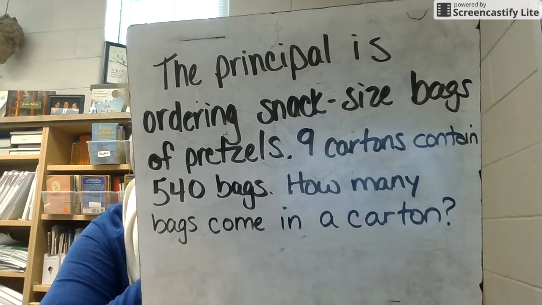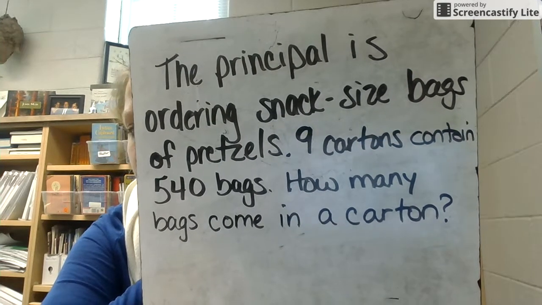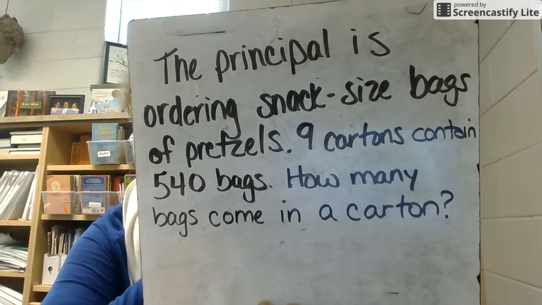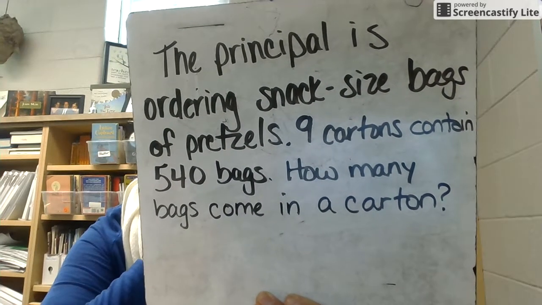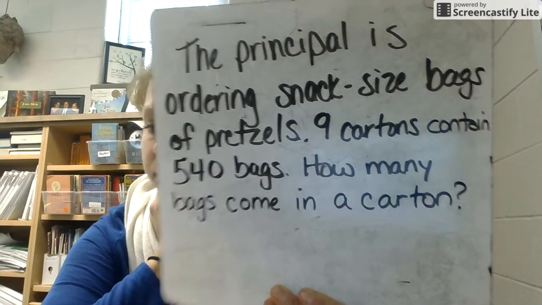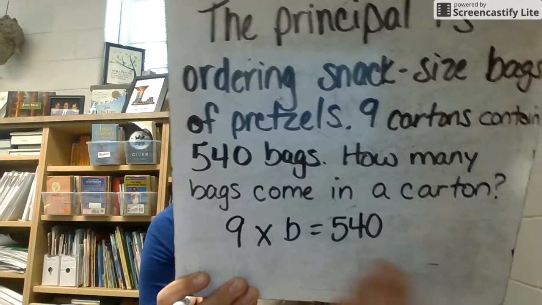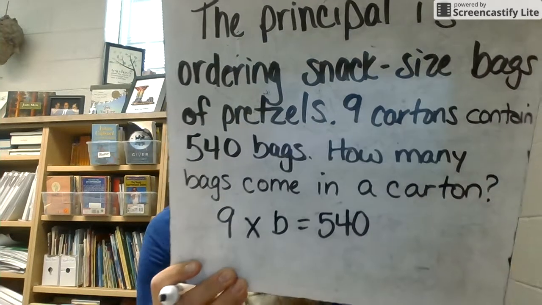What I want you to do is go ahead and write an equation with a letter for the unknown to show your work. You don't have to do your answer yet. Just how would you set this problem up to figure out the answer? All right, now I want you to actually solve this problem. So I might have a couple different number models for this. I could say 9 times b equals 540. That would be one way. So I know that there's 540 total, and I'm looking for this b here.